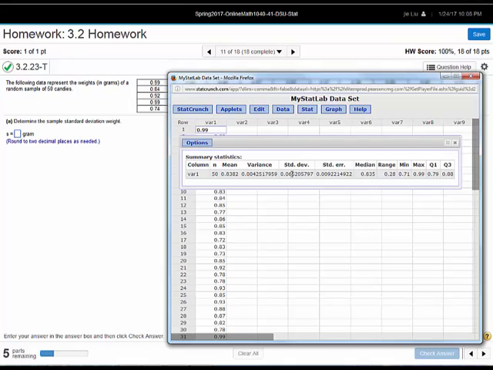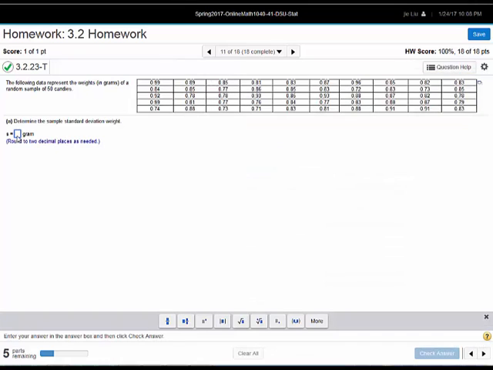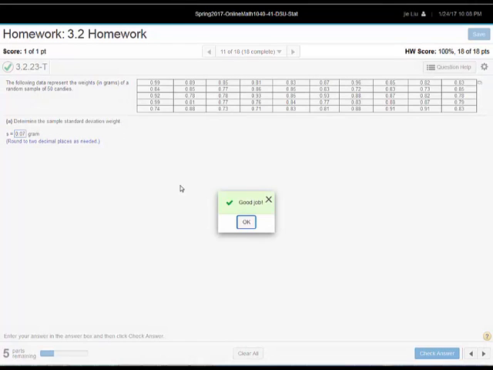So click, and you will see the standard deviation. The sample one is 0.065, rounded to 2 decimal places, which should be 0.07. Okay.